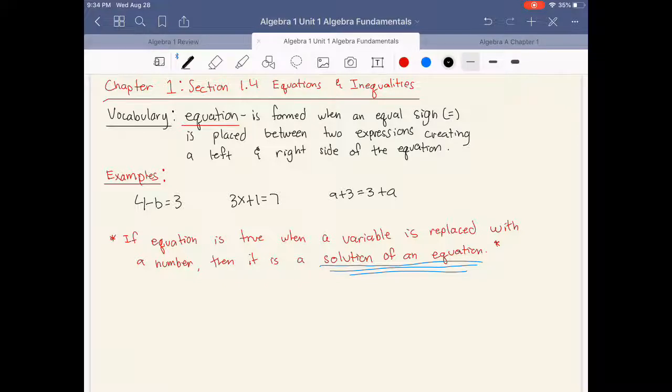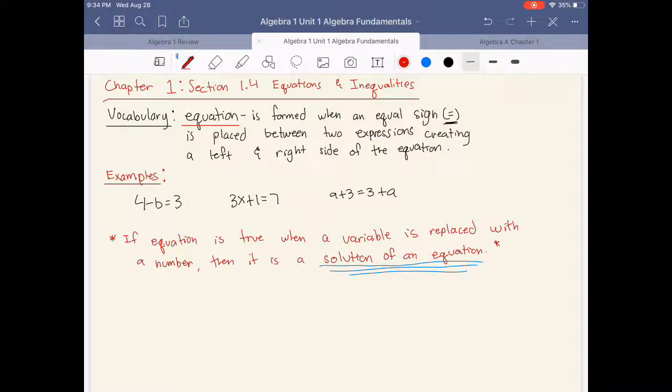Now, let's continue with section 1.4, equations and inequalities. Everybody, listen up very carefully, and I'm going to break this down as simply as possible. Look at the vocabulary, equation. An equation is formed when an equal sign is placed between two expressions, creating a left and right side of the equation. And if you don't know what an equal sign is, this is an equal sign, not testing your knowledge. Okay? So let's look at examples of an equation.